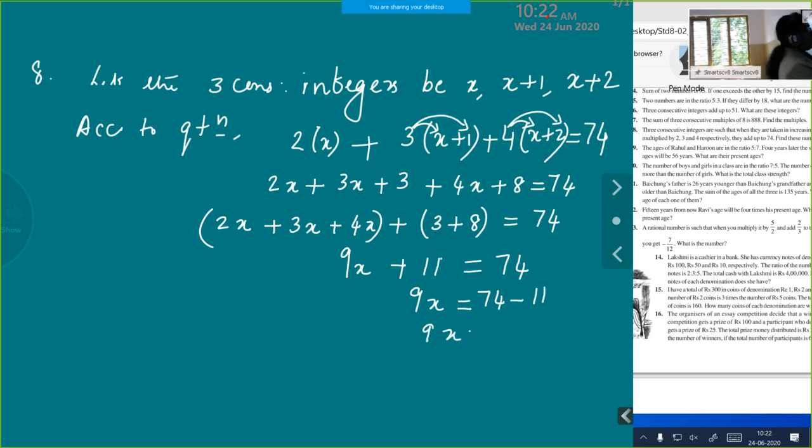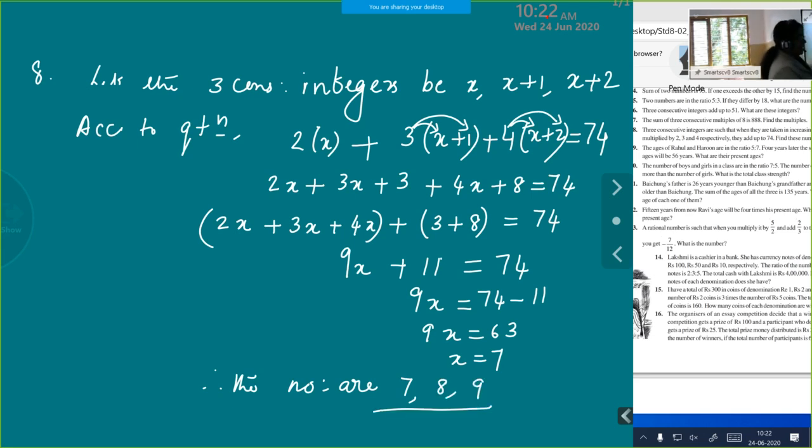So 9x is equal to 74 minus 11. That is 9x is equal to 63. So x is equal to 7. So the numbers are... our answer should be written in words, because x and all we assumed. So 7, 7 plus 1 is 8, 7 plus 2 is 9. These are the numbers.